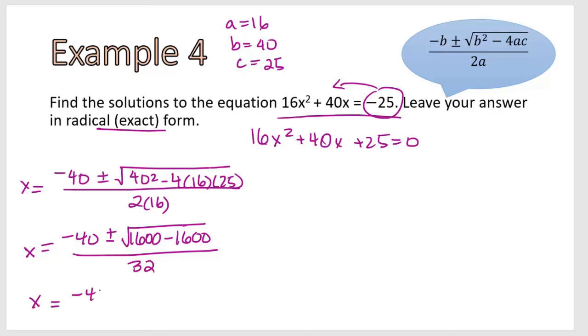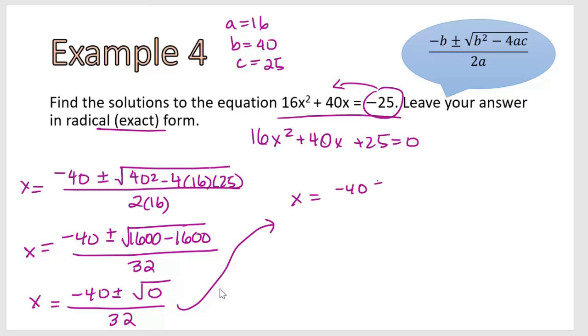So x is equal to negative 40 plus or minus 1600 minus 1600, or plus or minus the square root of 0. And what is the square root of 0? Just 0. So we have negative 40 plus or minus 0 over 32. X is equal to negative 40 plus or minus 0, all divided by 32. So just negative 40 over 32. Or, because negative 40 over 32 can be simplified, we should write this as negative 5 over 4.